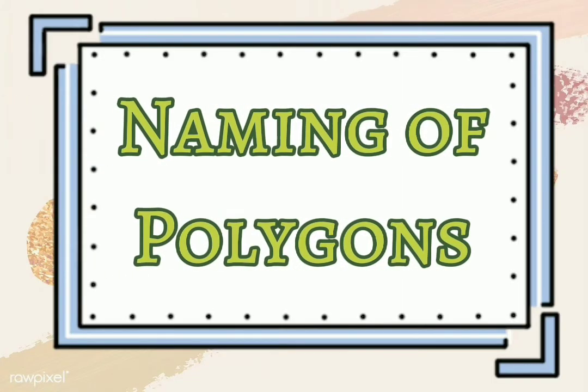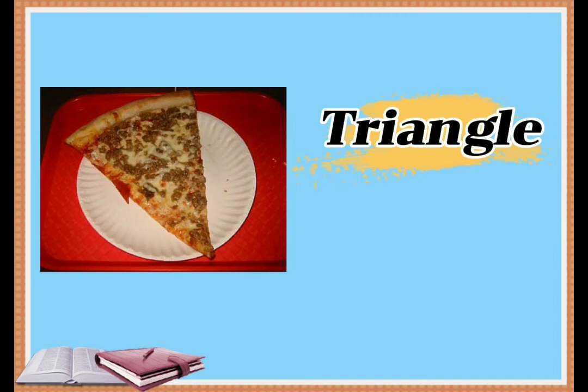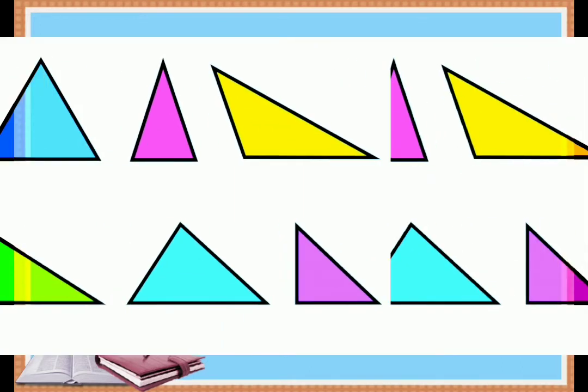So now, let's explore some objects and how to name polygons. First up, we have here a piece of pizza and it has 3 sides or 3 line segments. This polygon is called a triangle. A triangle has 3 sides and 3 angles. Here are some examples of triangles.